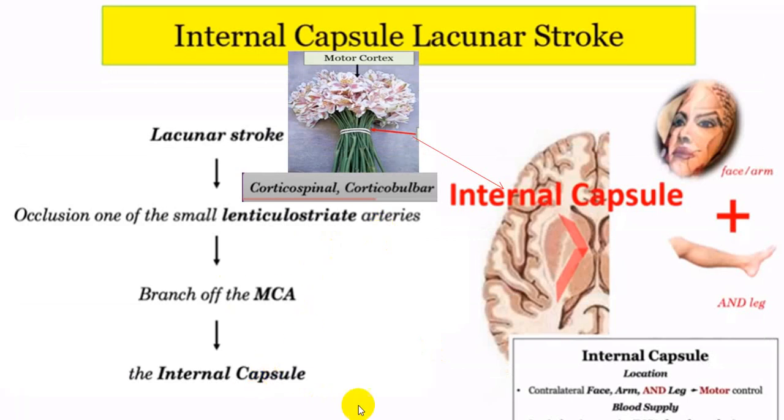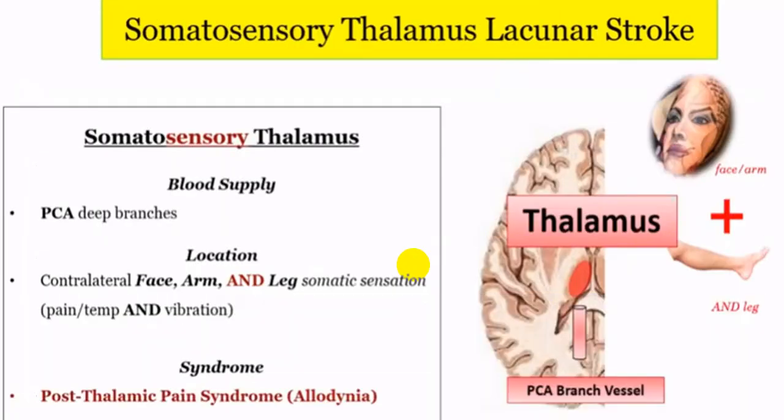So it will be internal capsule involvement, and internal capsule is a compact fiber of corticospinal tracts and corticobulbar tracts. All fibers going down will be involved. So it will be a dense hemiplegia with hemianesthesia. Somatosensory loss also, because of involvement of thalamus and also thalamocortical fibers which are present in internal capsule. So that will also be involved.